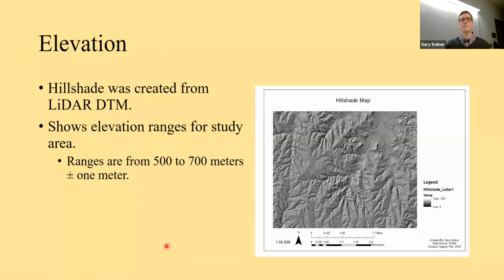Looking at elevation, the hillshade, which is shown on this photograph on the right, was created from the LiDAR Digital Terrain Model, or DTM. This hillshade shows the elevation ranges for the study area used in this research. The ranges of elevation are from 500 to 700 meters in elevation, plus or minus 1 meter.